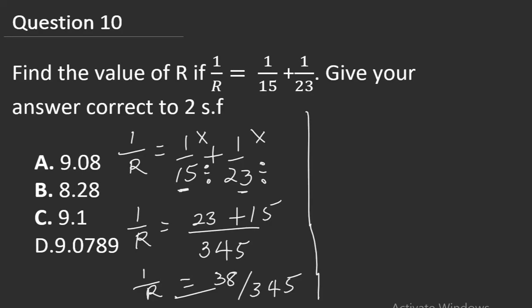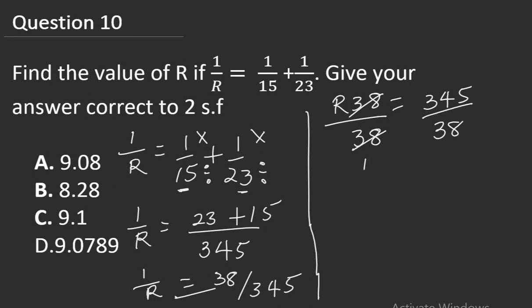R times 38 will give me 38R, equal to 345 times 1, which gets back 345. To get R, divide both sides by 38. 38 here is 1, 38 here is 1. R is equal to 345 divided by 38.